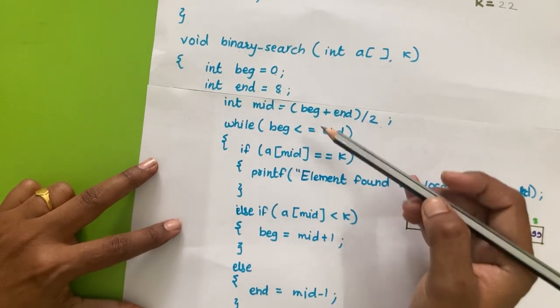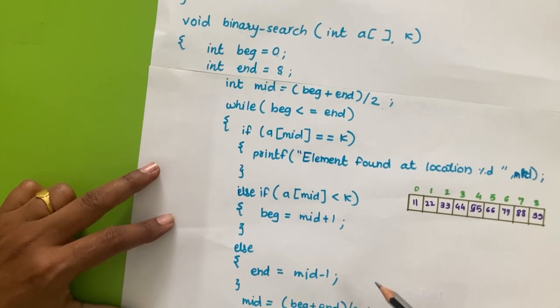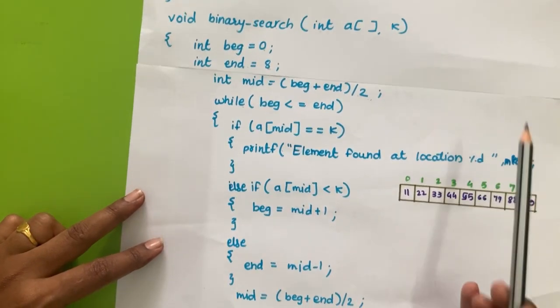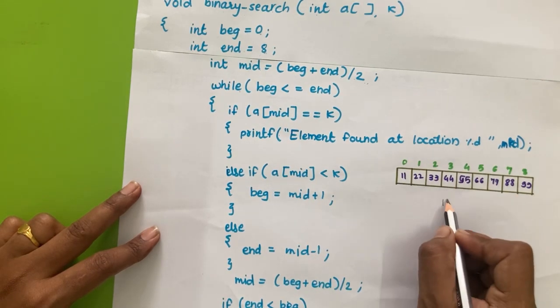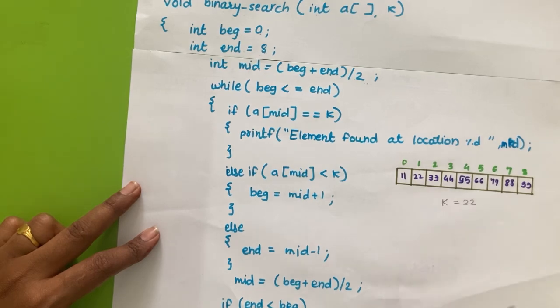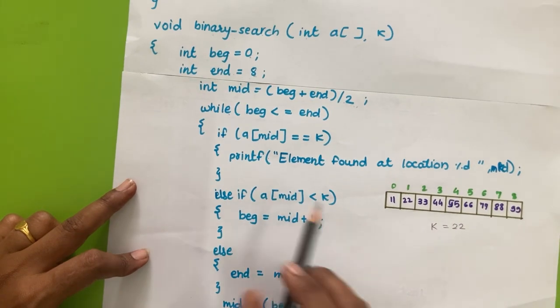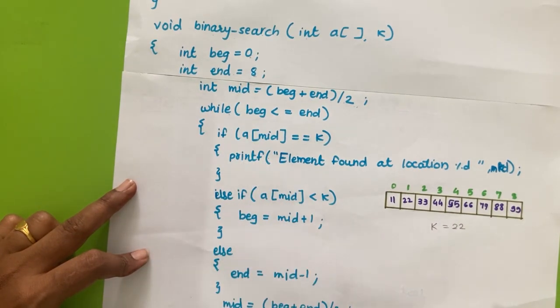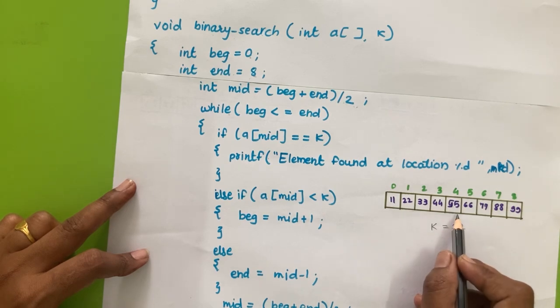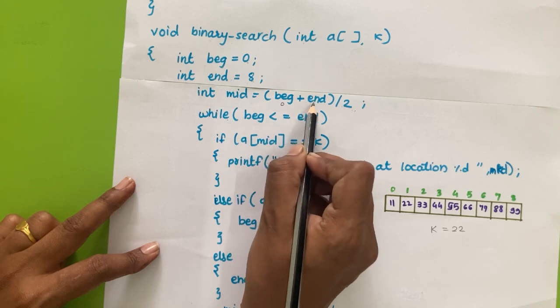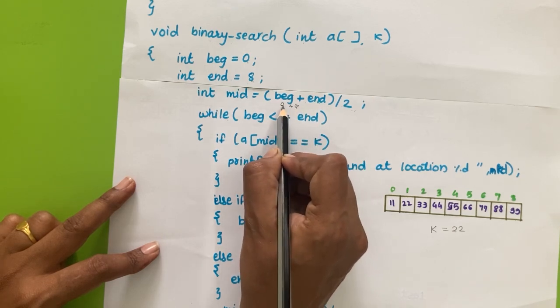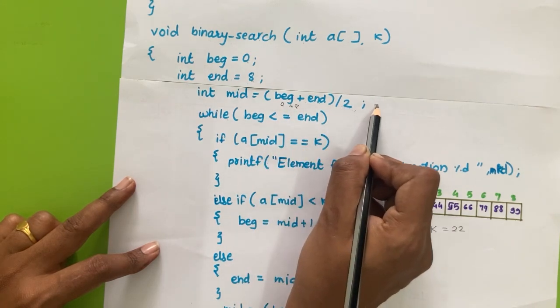Okay, now let's start the actual comparison. So this is our array of 9 elements and we have K is equal to 22. First we have calculated mid, then we have to compare K with the middle element. Now beginning is 0 and end is equal to 8. So 0 plus 8 divided by 2 will give 4.